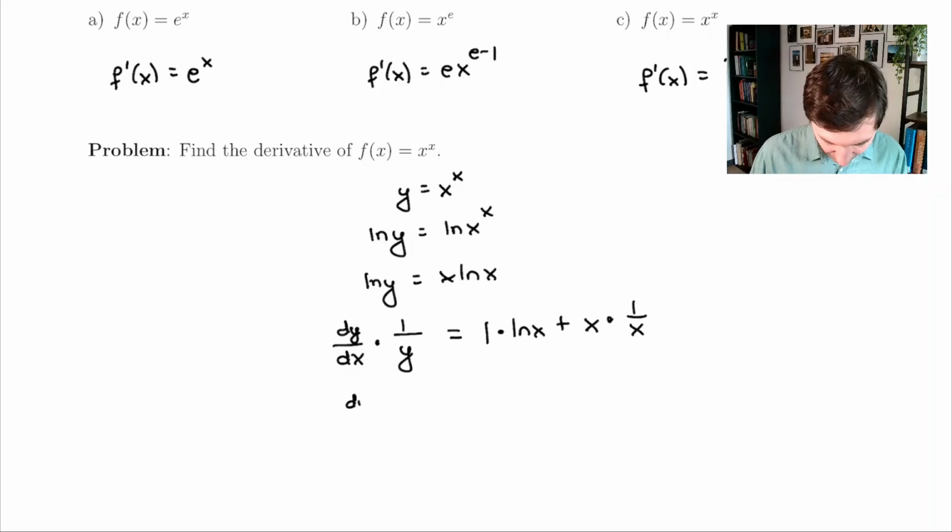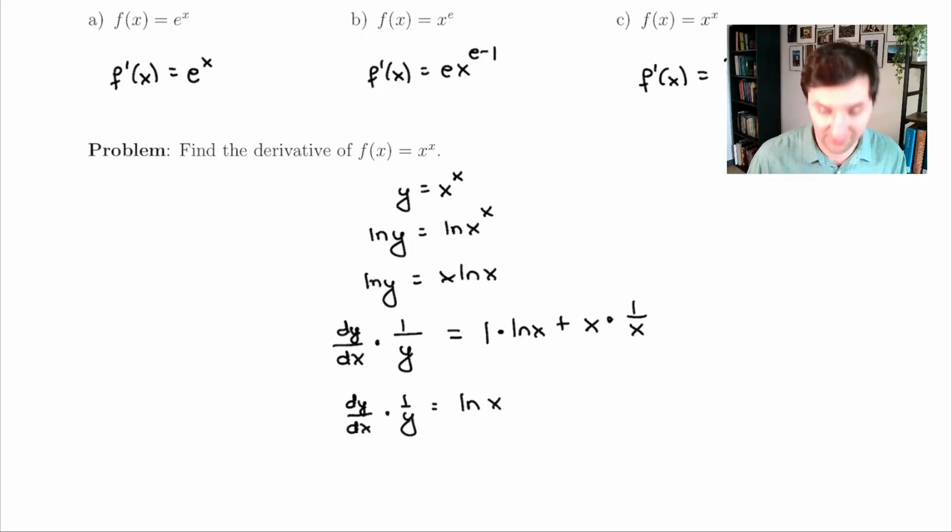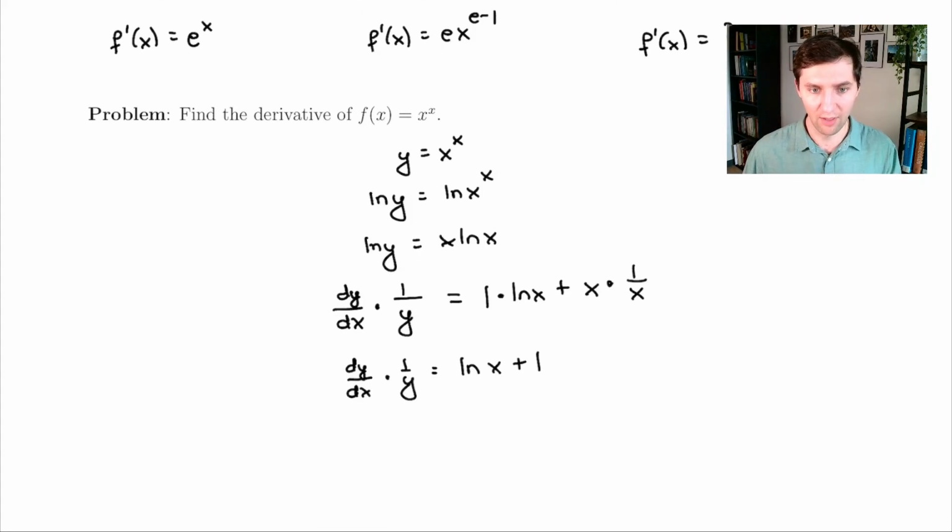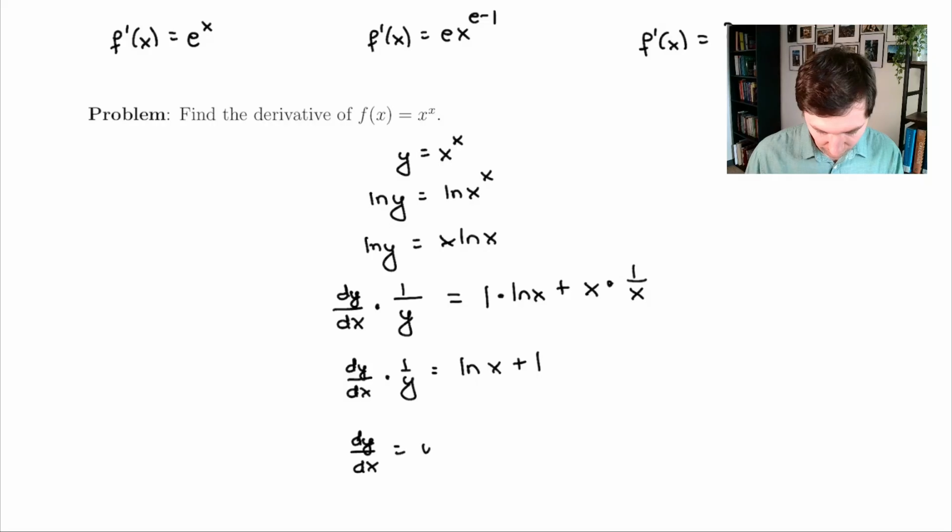I can simplify this expression on the right side. That will give me ln of x, because 1 times ln of x is just ln of x, and x times 1 over x is simply 1. So I get ln of x plus 1. Now, my goal was to solve for dy dx, so I multiply both sides by y. When I do that, this will go away and y will show up on the right side. And I will get dy dx will equal y multiplied by ln of x plus 1.